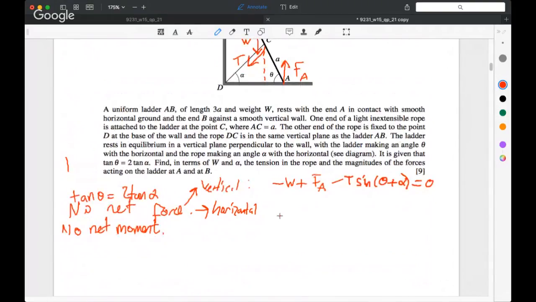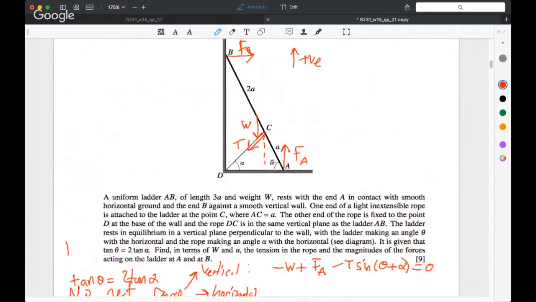And then the other thing we need to do is take moments. So we need to take moments about B, D, A, and C. Every time you take moments about one of those points, you eliminate a force. So when you do it around B, there's no moment of FB through B, so you lose the FB force. When you take moments about D or C, you lose any information about T because T doesn't have a moment about D or C. And it's the same when you do it about A with FA.